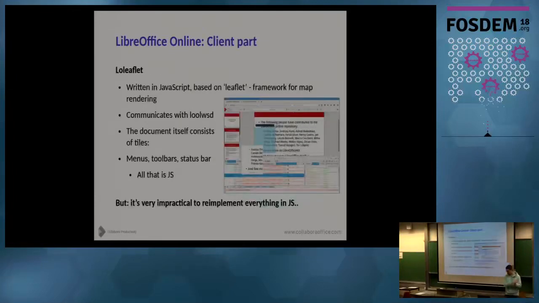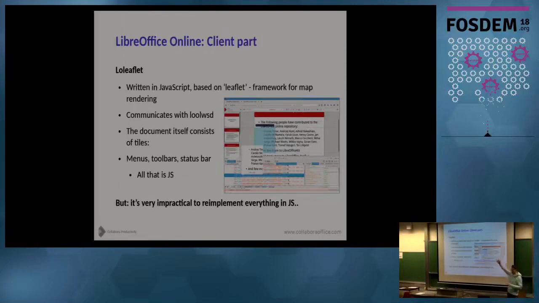On the other hand, the client part, we call it Loleaflet, because it's based on Leaflet, which was originally software for displaying maps. For example, OpenStreetMap is using that. And the entire map is split into small images, like here. This is one of the tiles. You can see it here. And the document is composed from that.